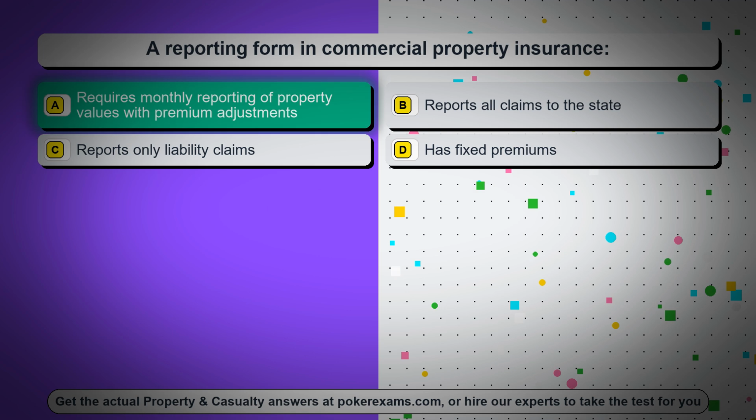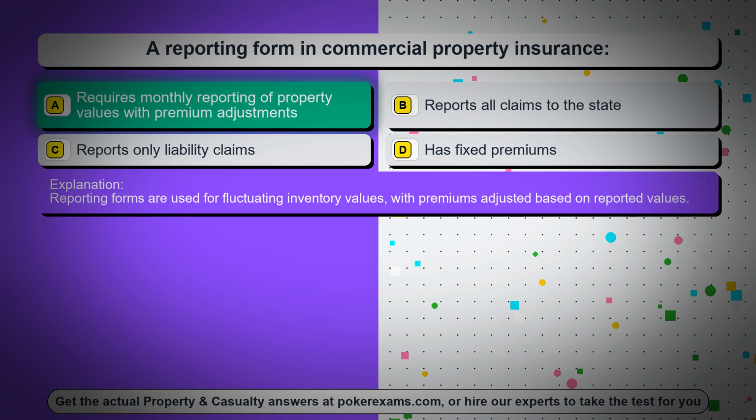The correct answer is Option A, requires monthly reporting of property values with premium adjustments. Reporting forms are used for fluctuating inventory values, with premiums adjusted based on reported values.